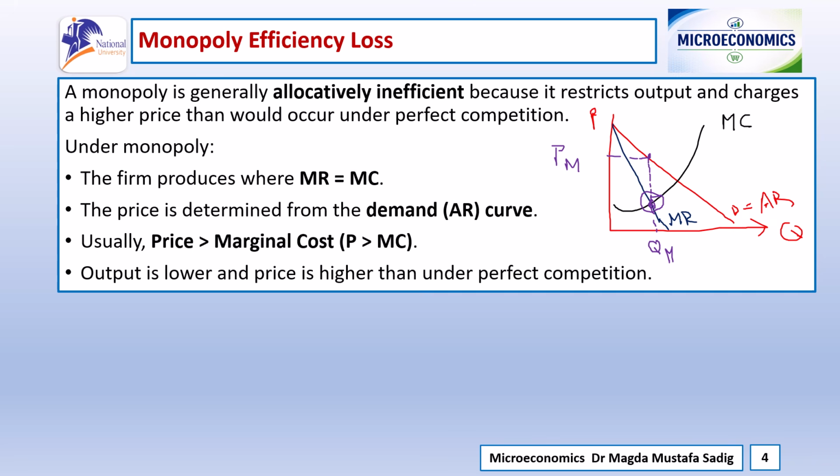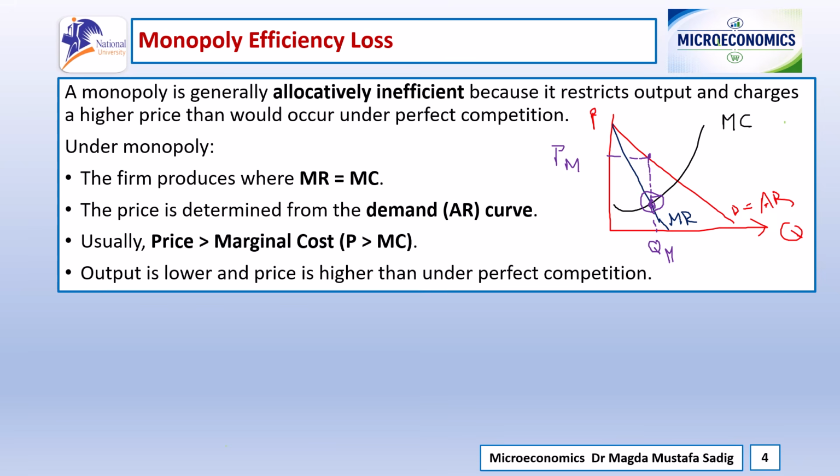Under monopoly, the price is usually greater than the marginal cost, because this is, let me select another color, maybe the green color. Okay, this is the marginal cost curve. I don't know why it has disappeared, but this is the marginal cost and this is the price. The price is larger than the marginal cost. So this relationship is very important.